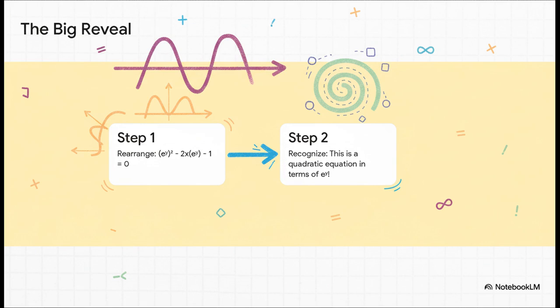Let's just rearrange these terms, get everything over to one side, and... Wait a minute, does that look familiar? We've got something squared, minus a multiple of that same something, minus a constant. That's a quadratic equation. It's not a quadratic in x, no, it's a quadratic in terms of e to the y. This is our aha moment. The case just broke wide open.